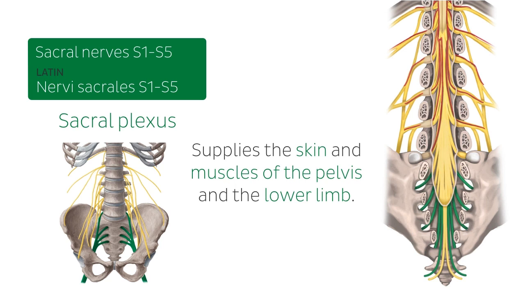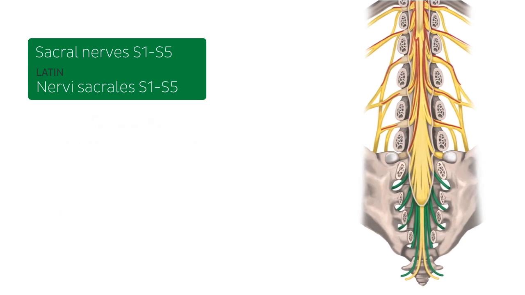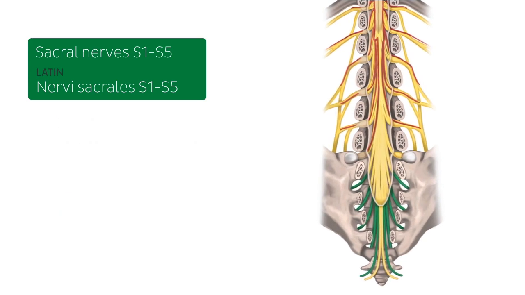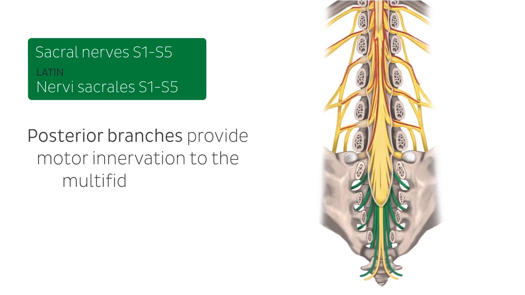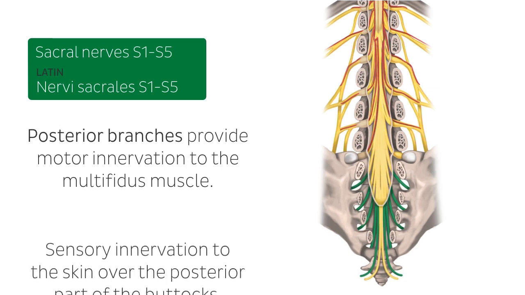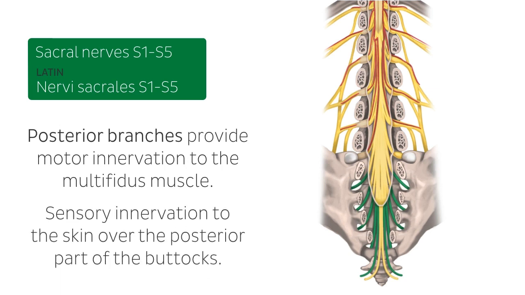The posterior branches of the sacral spinal nerves are small and diminish in size from top to bottom as they emerge. The posterior branches, with exception of S5, emerge through the posterior sacral foramina and provide motor innervation to the multifidus muscle. They also provide sensory innervation to the skin over the posterior part of the buttocks.